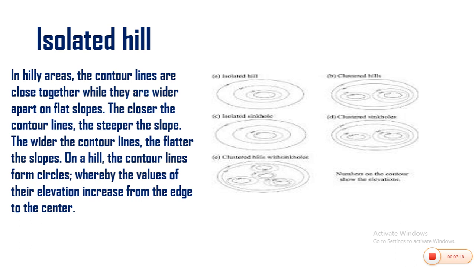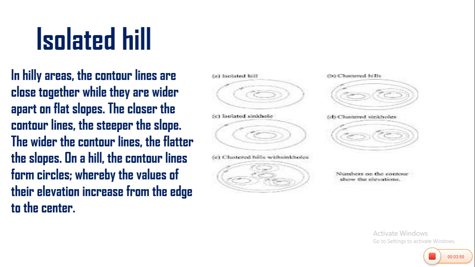Isolated hill. In hilly areas, the contour lines are close together while they are wider apart on flat surfaces. The closer the contour lines, the steeper the slope. The wider the contour lines, the flatter the slope. Look at it. This image here is an isolated hill. It is standing alone. This is how a hill is represented. When these lines are close together, it means that the slope of this hill is steeper. But when they are wider apart, the slope is gentle.